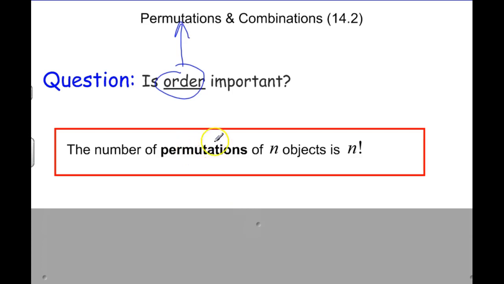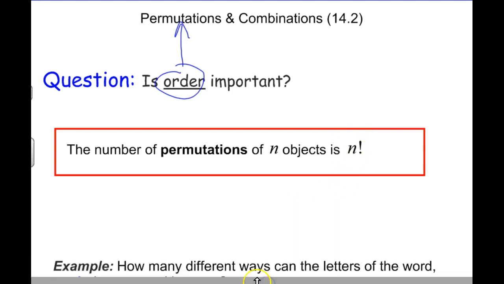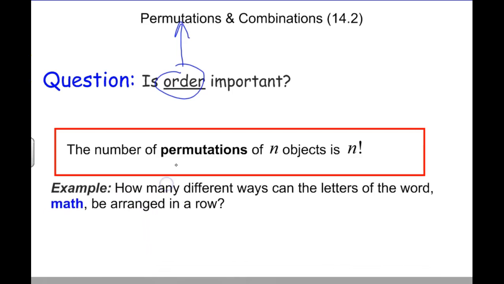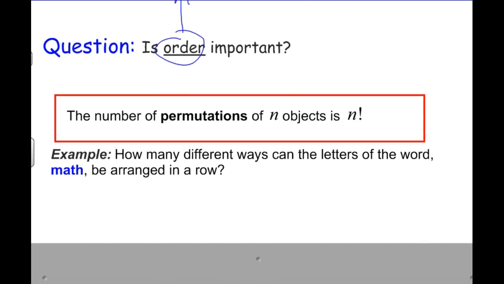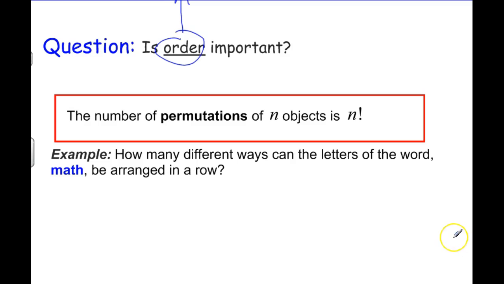So one way of thinking about permutation, when order is important, is you can just use this new kind of thing, the factorial command here. If the question was something basic, like how many different ways can the letters of the word math be arranged in a row? Well, that's an interesting question. One way of doing this problem, and this may be a long way, but it's a good way to think about it, especially in this developmental stage, let's try to order those letters in as many different orders as we can.